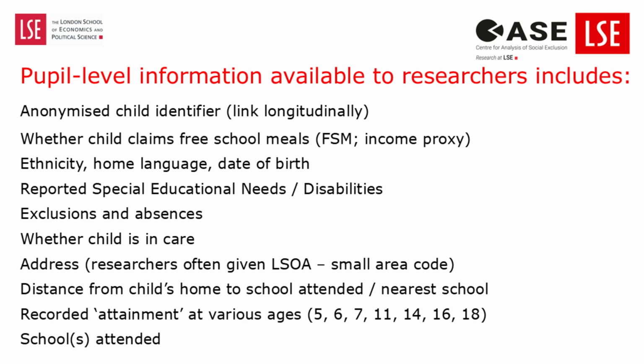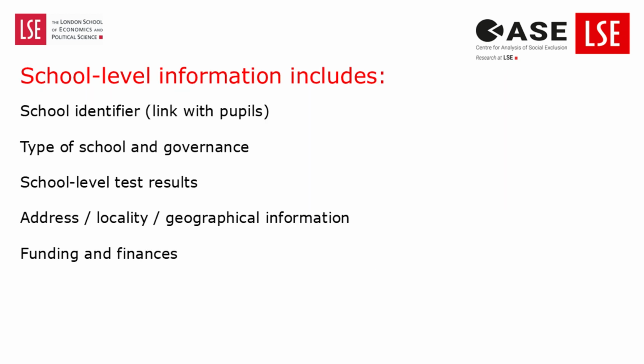And we've got information on the school that the child attends. And so at the school level, obviously we have the school identifier, which we use to link with the pupils. We've got information on the type of school it is and the governance of the school, so whether it's an academy, how autonomous it is from the local authority and the state. We've got information on the funding, which is related to that, and the finances of the school. There's a lot of information on school level test results at different ages and how that hits targets or doesn't for different groups. And then we've got the geographical and locality information for the school.